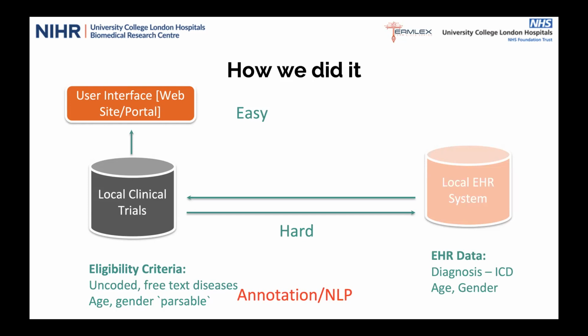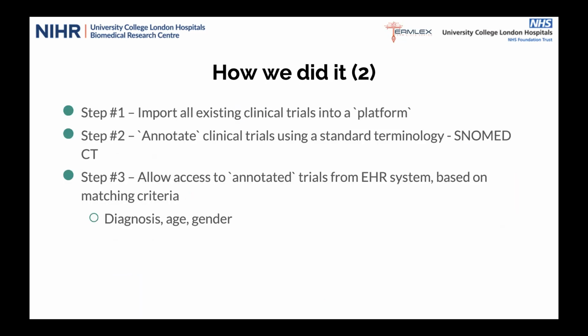As you can imagine, going from unstructured to structured, you have to depend on annotation or natural language processing. So, three steps. First, we take all the existing trials and stick them into a platform. Second, we annotate them so we can convert them to SNOMED. And the third is, now that we've got all these trials mapped, how can we connect them to data that's SNOMED or coded in the EHR? As simple as that. At this point, it was mostly the diagnoses, the age, and the gender that were important.